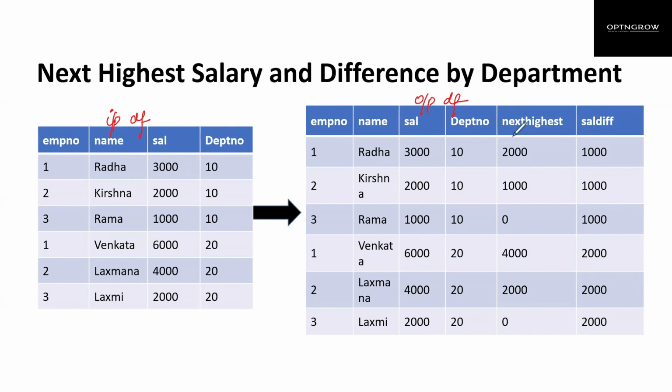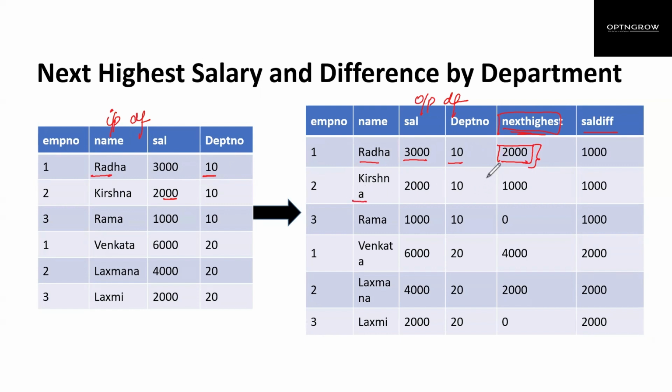And in the output data frame, we have 2 extra columns. The first column is next highest. What does that mean? It simply means that for each employee, for that particular department, we want to also say the next highest salary. For example, Radha's salary is 3,000, and the department number is 10. So what's the next highest salary in department 10? It's 2,000. So here we are showing the next highest salary in department 10.